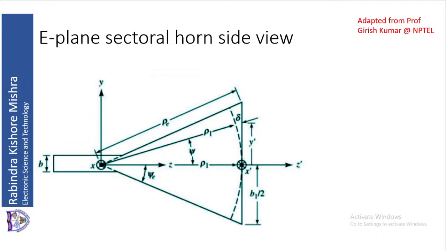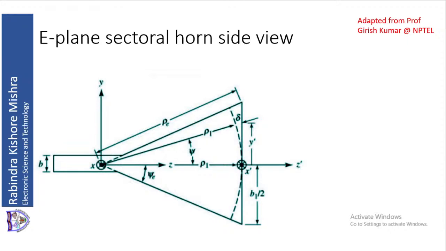So let us take a side view of this horn antenna, the E-plane sectoral horn antenna. In this side view, what you can see is that the horn is there. Before the horn there is the waveguide. We are looking at the side view, so the height of the waveguide we can see. The height of the waveguide is b. Then b starts expanding. After expansion, b becomes B1.